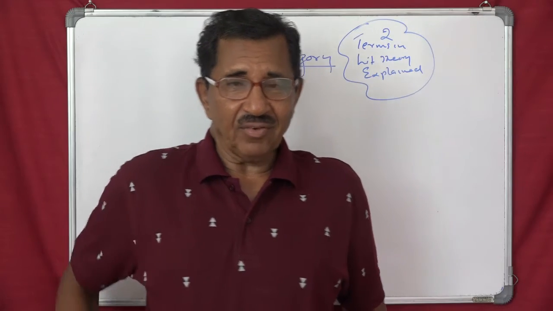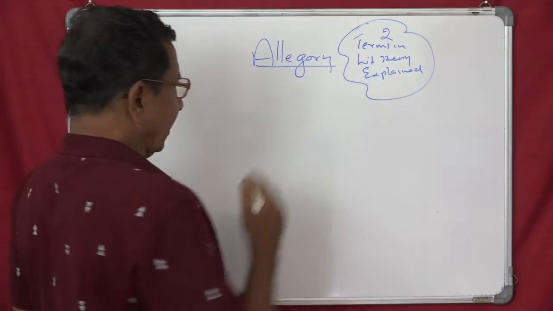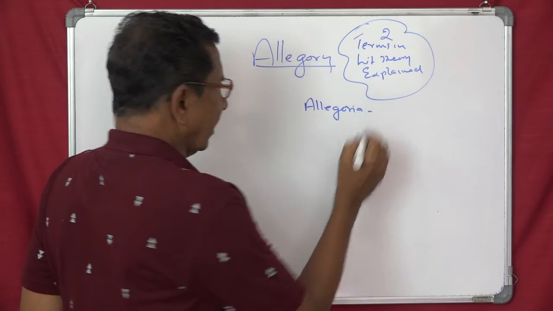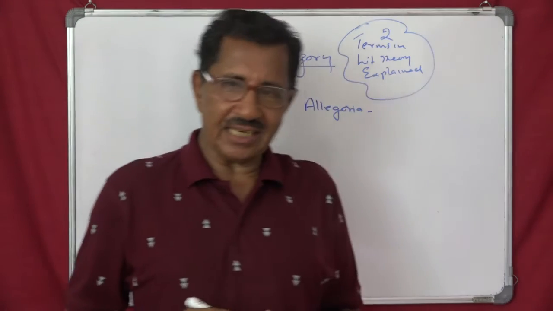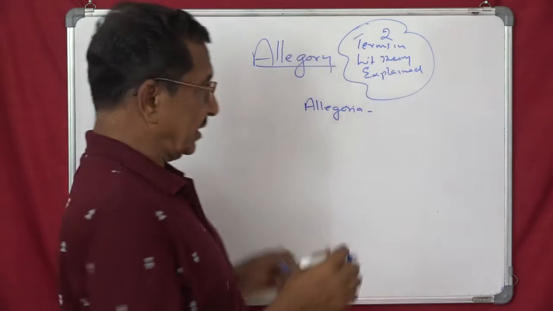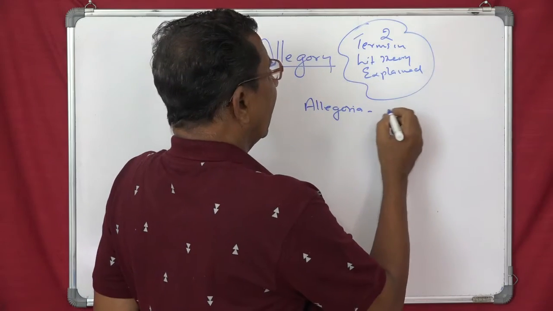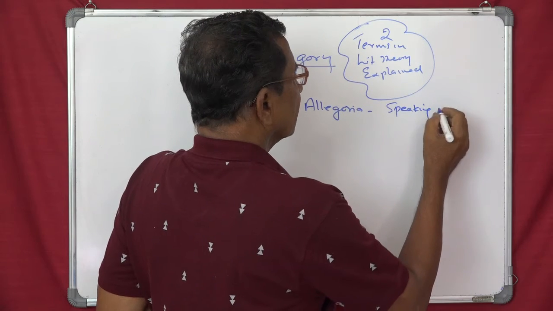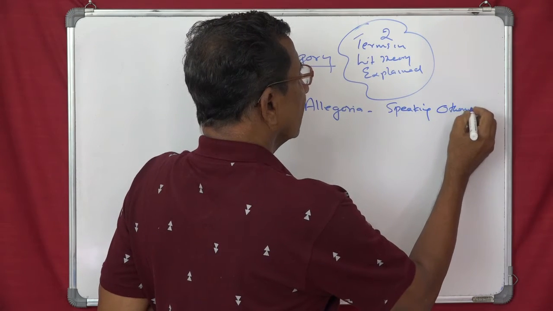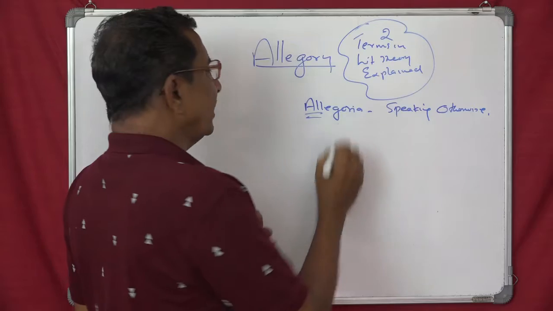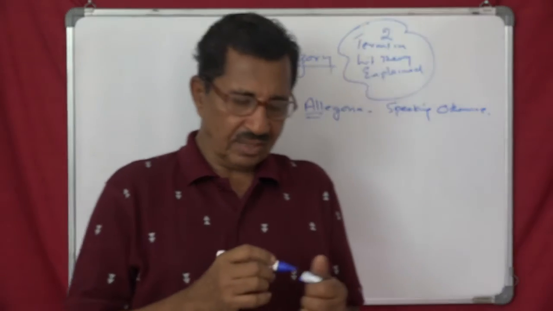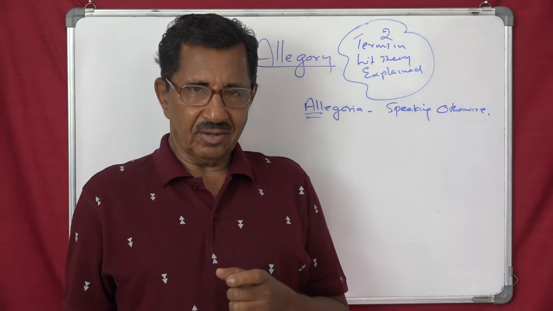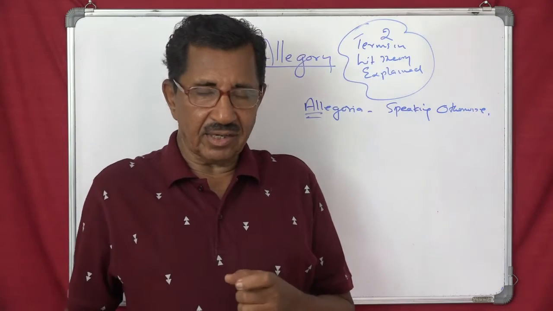Allegory is from the Greek word allegoria. Allegoria means speaking otherwise. Al means other, alternative. See? Alienation, al. Then we have allegoria.